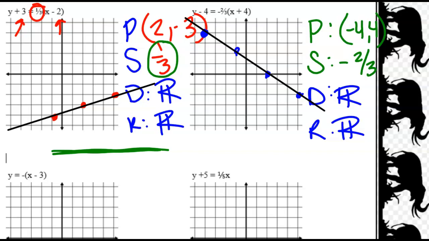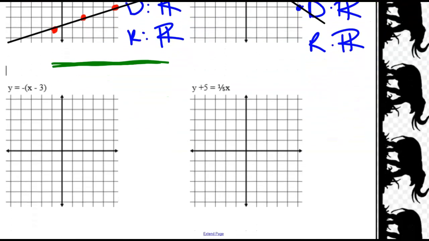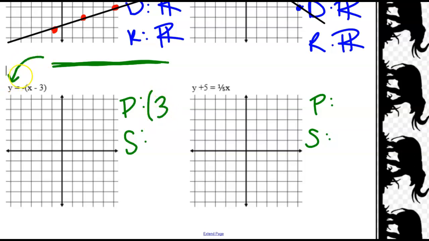Okay. Moving down, ooh, we get things that are a little difficult here. So just when you think you're getting the hang of it. My domain and range is still going to be all reals or infinite solutions, so I'm not going to do those. But I am going to do my point and my slope. So my point on the first one, well, I know I have 3, but then remember there's nothing out in front, so that becomes 0. So over 3, up 0.